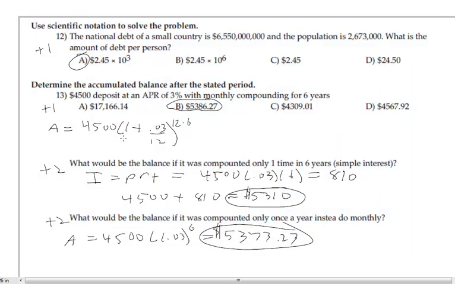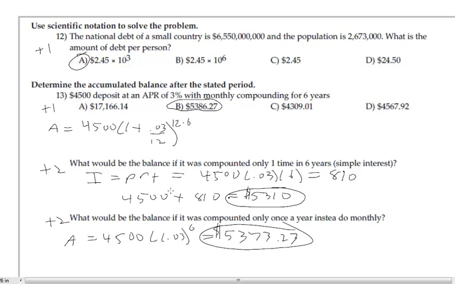On number 13, they said, compute the compound interest, essentially the balance. If you let some money, $4,500, sit there at 3% for 6 years, compounded monthly, you just run it right through the formula here and get B.